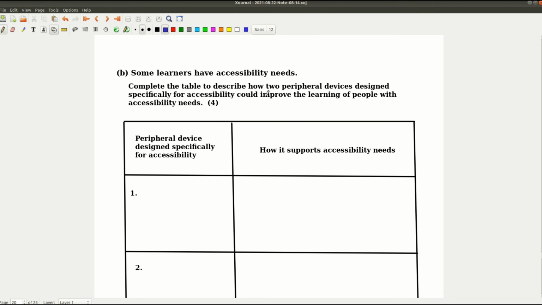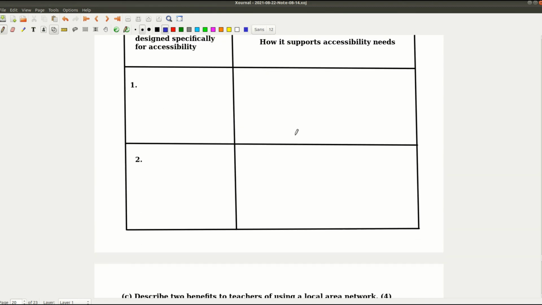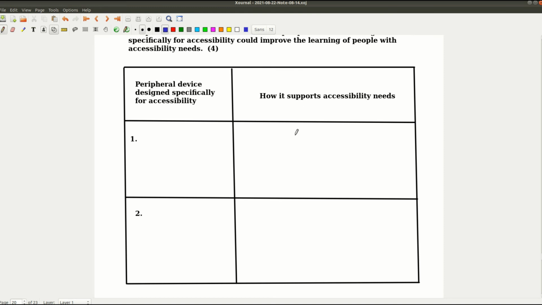Okay. Some learners have accessibility needs. Complete the table to describe how two peripheral devices designed specifically for accessibility could improve the learning of people with accessibility needs. Okay, like some people have a problem, right? Like they can't see or maybe they are not able to read. So this type of problem.